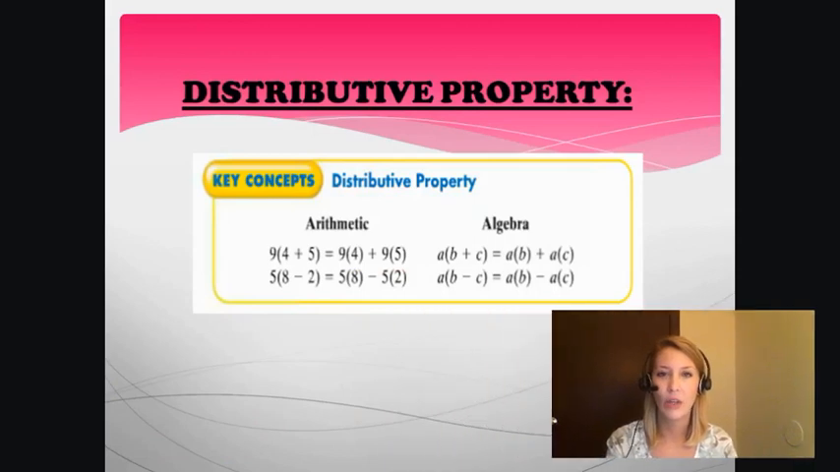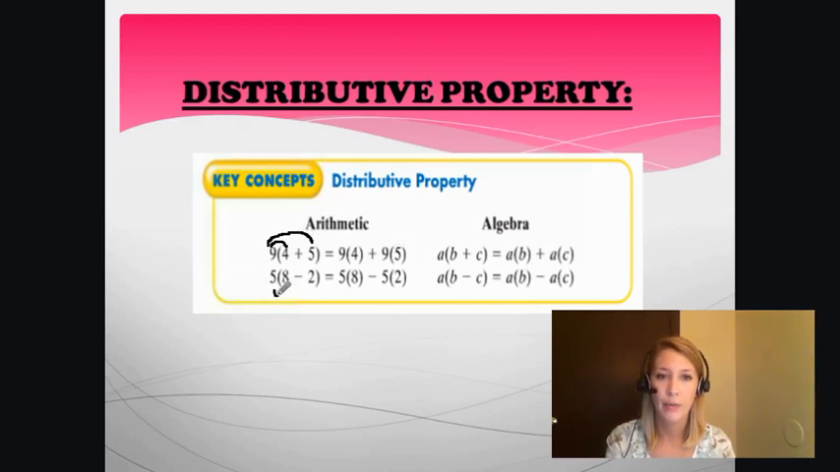Now we're going to take a look at the distributive property. The distributive property deals with parentheses, where we are distributing a value that's outside of a parentheses to everything inside by multiplication. So in reality, we're distributing 9 into 4, 9 times 4, and then 9 into 5, 9 times 5.